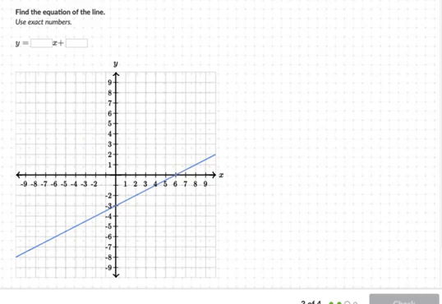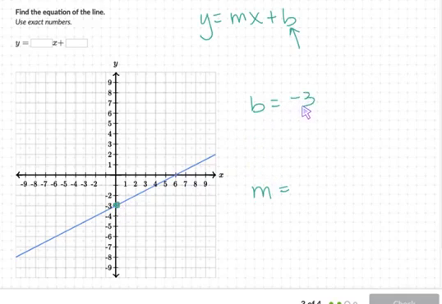Okay, so as always, we need to put it into y equals mx plus b format. We're going to start with that b, and then we're going to find our slope. So our b is -3. Be careful that you don't put down 6. It's the y-intercept. It's the one going up and down.